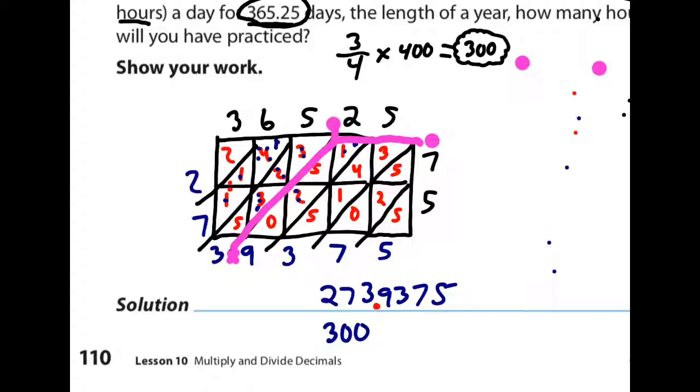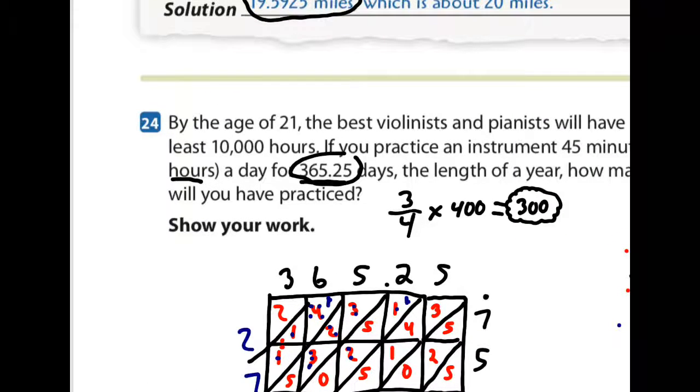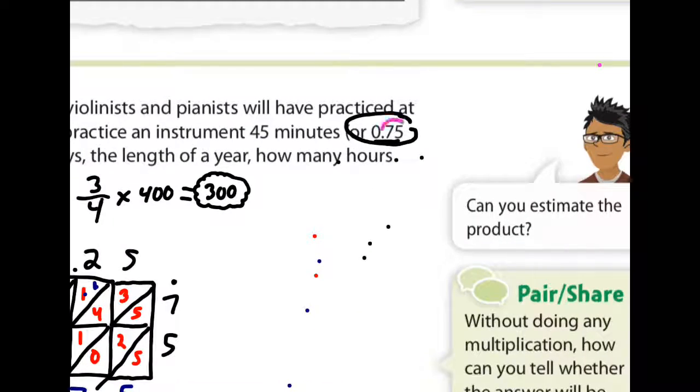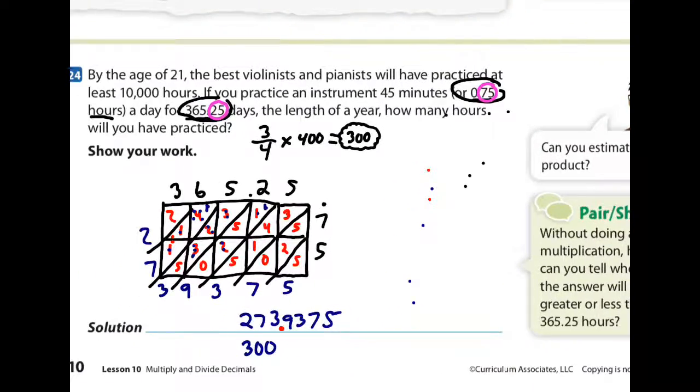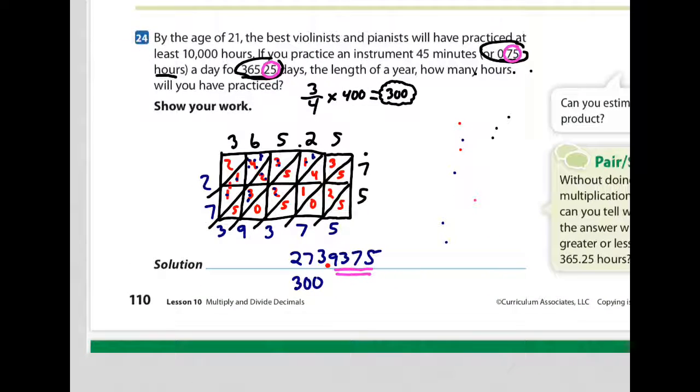Lastly, you can just count the decimal digits. So let me get rid of that for a second. Remember, the original problem, if I look at it here, there were 2 decimal digits in 365.25 and 2 decimal digits in 0.75. That's 4 total decimal digits, so my answer needs to also have 4 total decimal digits. So that's a third way you can figure out where your decimal goes. Now, last, we need a label. How many hours will you have practiced? So your answer's label is hours.